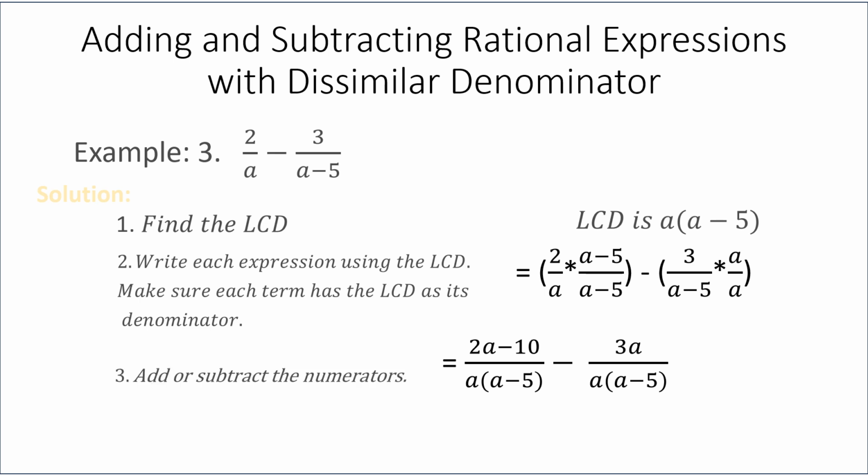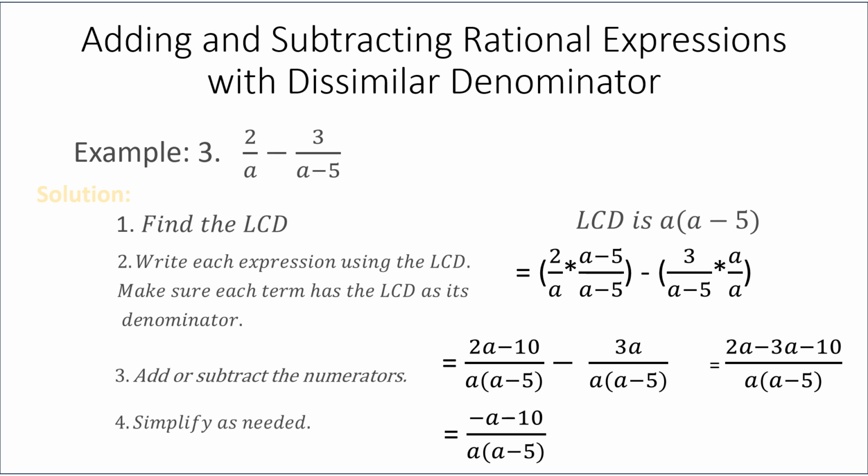We're going to subtract the numerators. Then we will get this expression. And just simply copy our denominators. Then we need to simplify as needed. So we will get negative a minus 10 over a times a minus 5. That is our final answer.